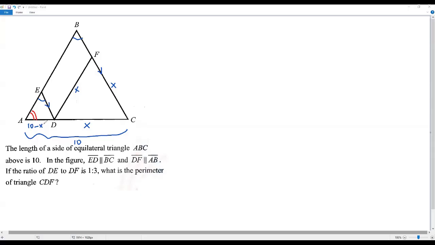Already we know that the length of one of the sides of this small triangle AED is 10 minus X. Then what is the length of this side DE? This one also must have the same length 10 minus X, and this one also must have the same length 10 minus X, because it's an equilateral triangle. Okay, now I'm going to consider this particular piece of information, that the ratio of DE to DF is 1 to 3. So the ratio of DE to DF is 1 to 3. Now we got the length of DE, that is 10 minus X. We can plug in 10 minus X for DE. Let me plug in. And also we already got the length of DF, that is X. Let me plug in, equals 1/3.